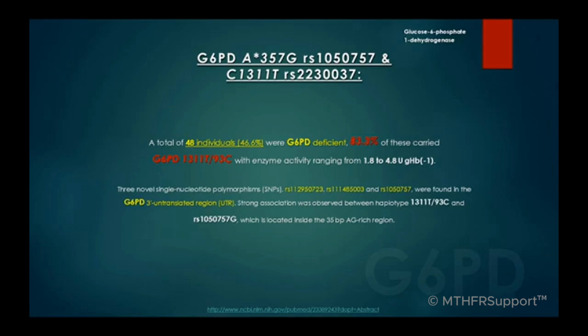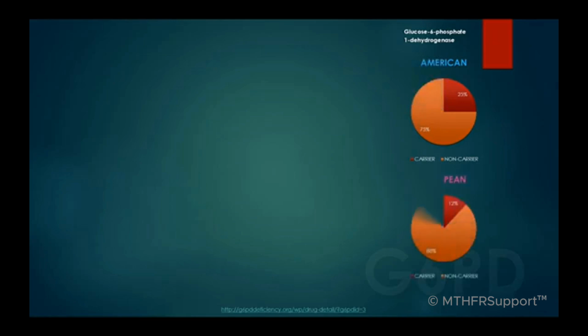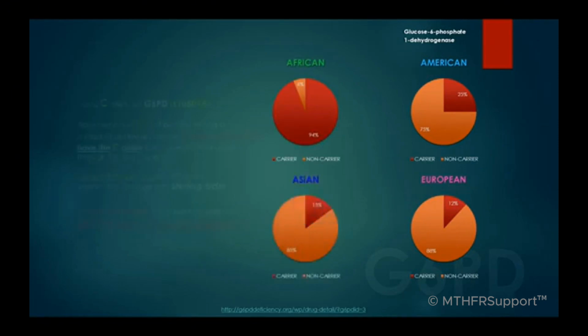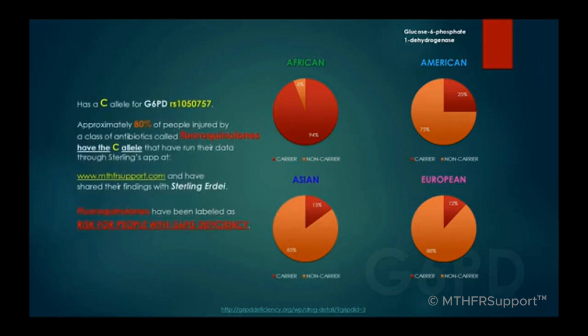Strong association was observed between haplotype 1311T/93C and rs1050757G, which is located inside the 35 base pair, or BP, AG rich region. 25% of the American population, 12% of the European population, 94% of the African population, and 15% of the Asian population has a C allele for G6PD rs1050757.